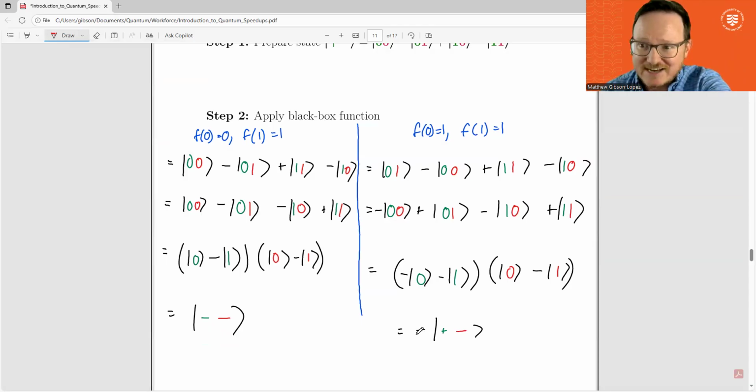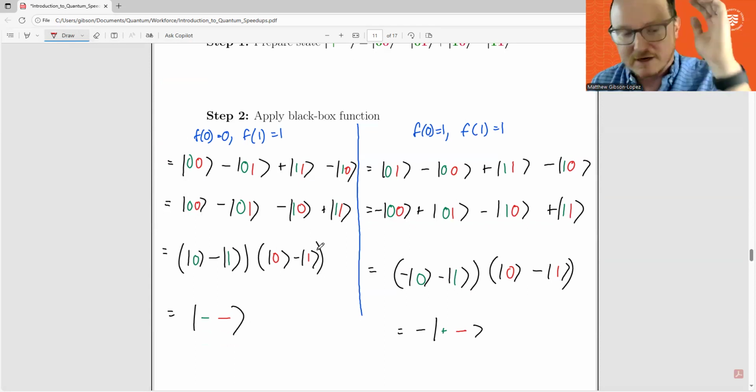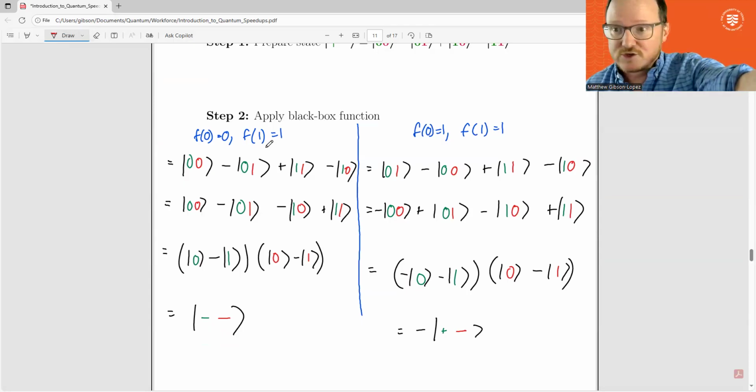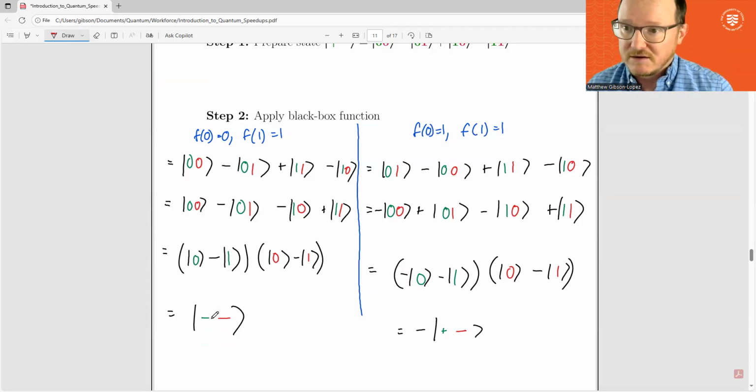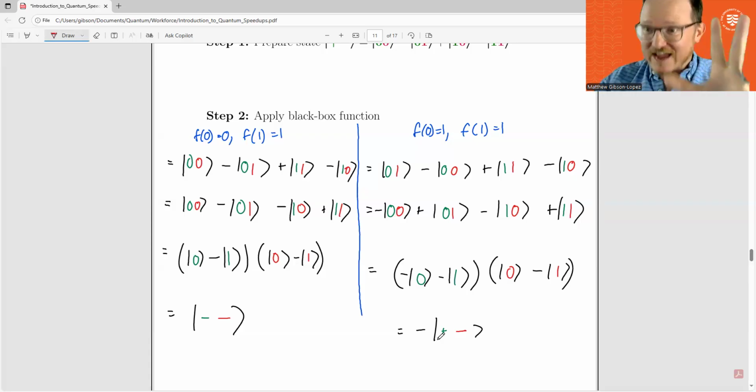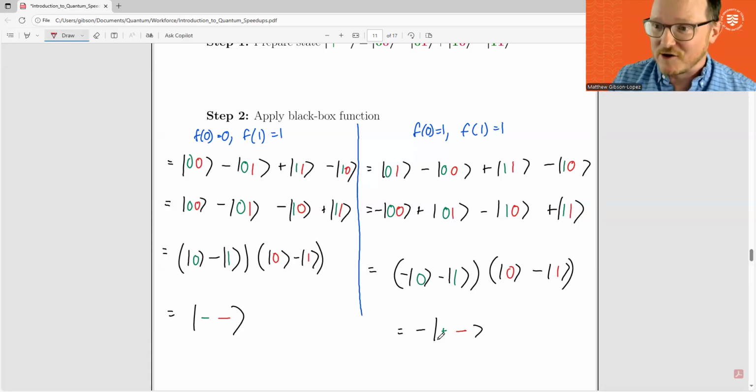So the minus sign out here is because it's not plus, because if it was plus, this would be plus plus, right? But again, the important thing here is that the signs on the green qubit both agree. So on the left, when the two functions evaluate to different answers, the input qubit is in the state minus. When they have the same answer, the input qubit is in the state plus. And that ends up becoming how the algorithm works.